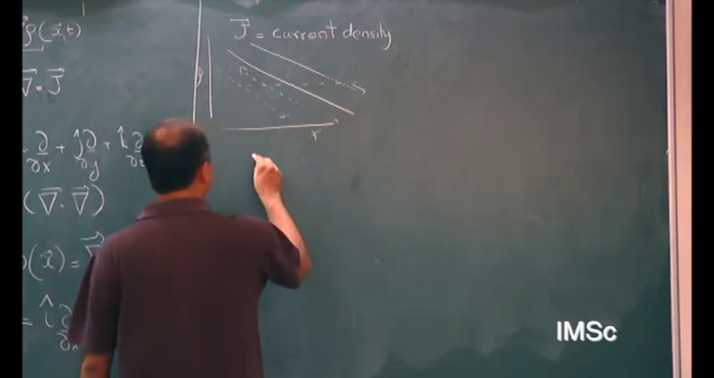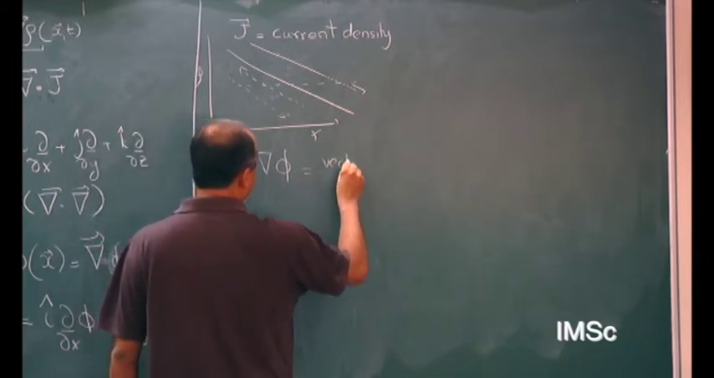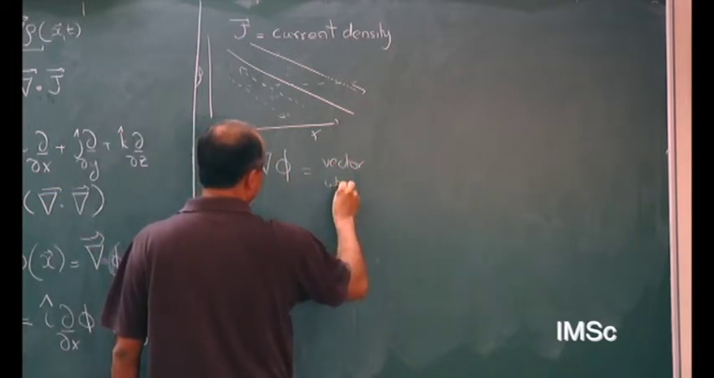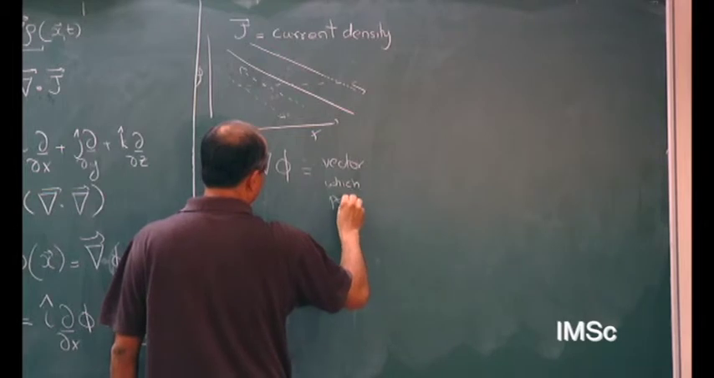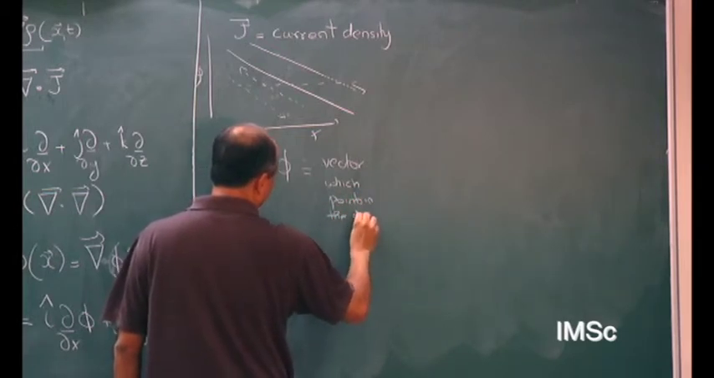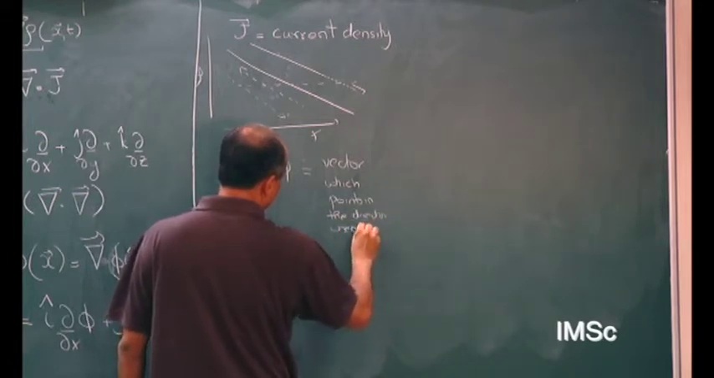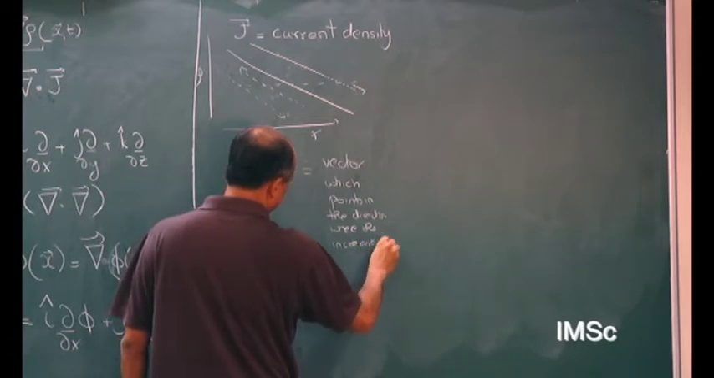So just remember that the gradient of phi is a vector which points in the direction where the increase of phi is the largest.